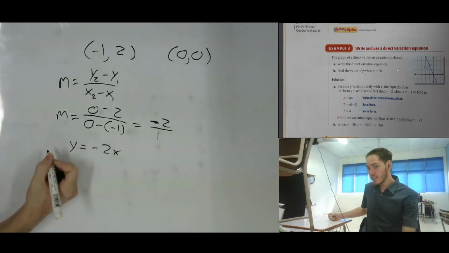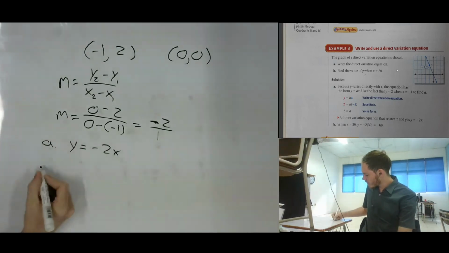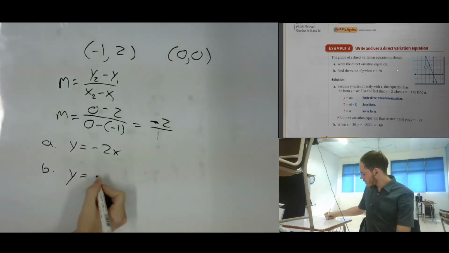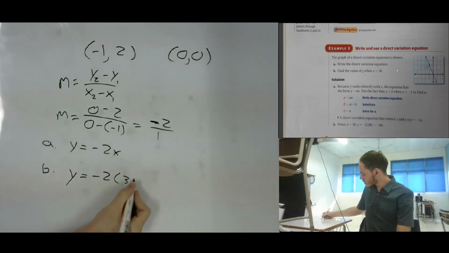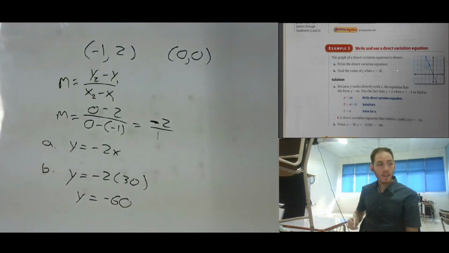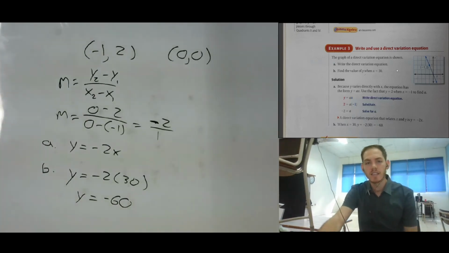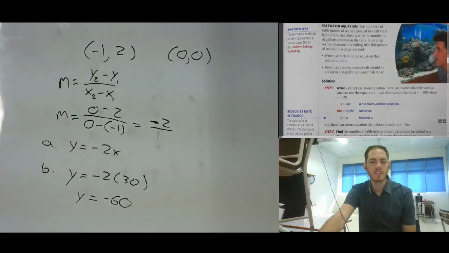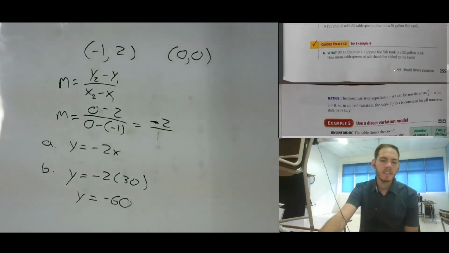So that's our line. This is part A. Part B is find y when x equals 30. So we get y equals negative 2 times 30, so y equals negative 60. And that would be our answer. Okay, so that is part A and part B of that. Properties: slope is a in this. A direct variation equation passes through the origin, 0, 0. Don't worry about that.